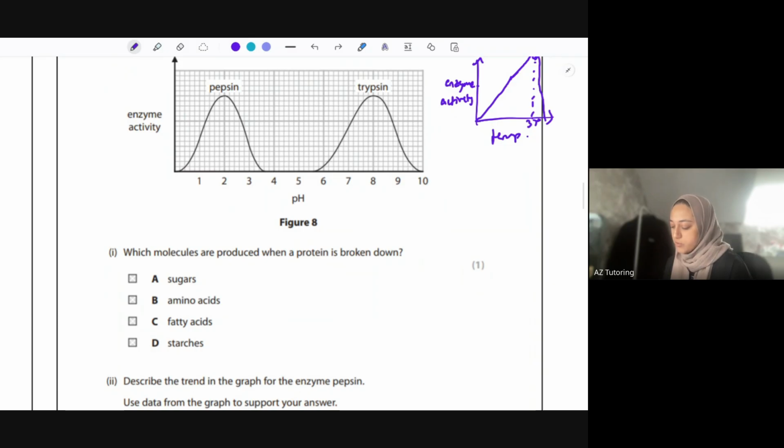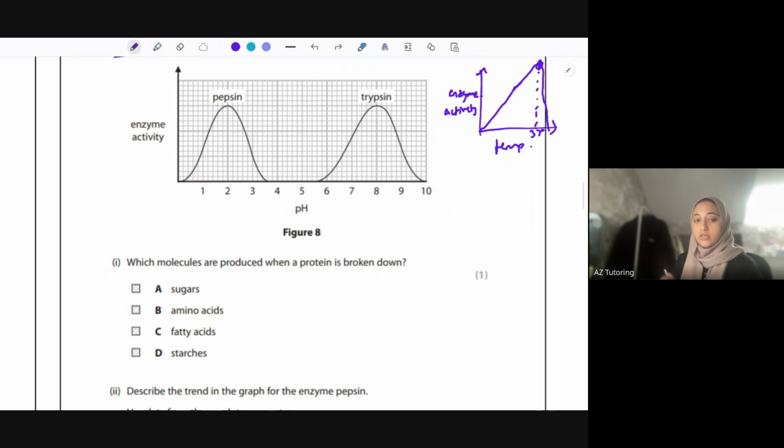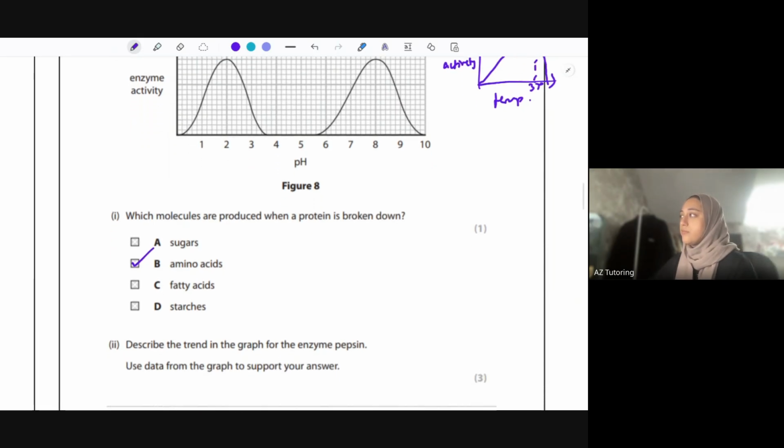Which molecules are produced when a protein is broken down? So proteins are broken down into amino acids. Fatty acids and glycerol is what lipids break down into, and then starch breaks down into sugars. Starches are big molecules as well, so it breaks down into that.